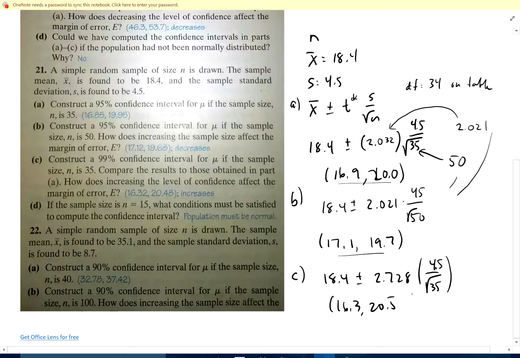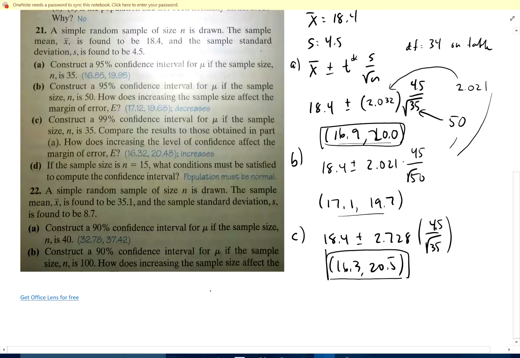And so if I just increase the confidence level, what happens to my interval? Well, same sample size. This was 95%. This is 99%. My interval just got a little bit bigger.